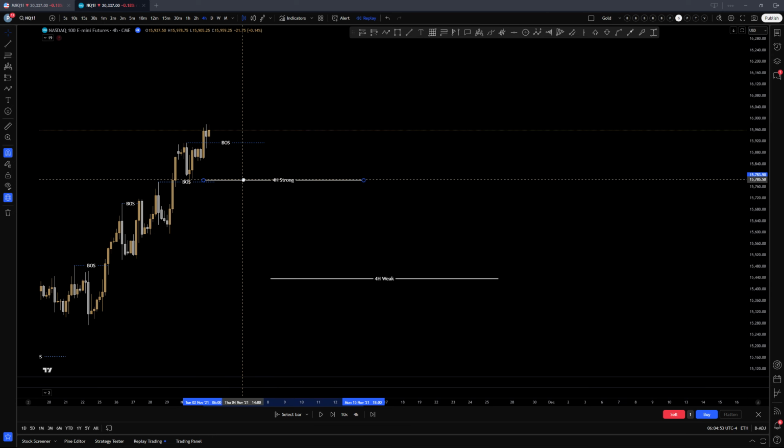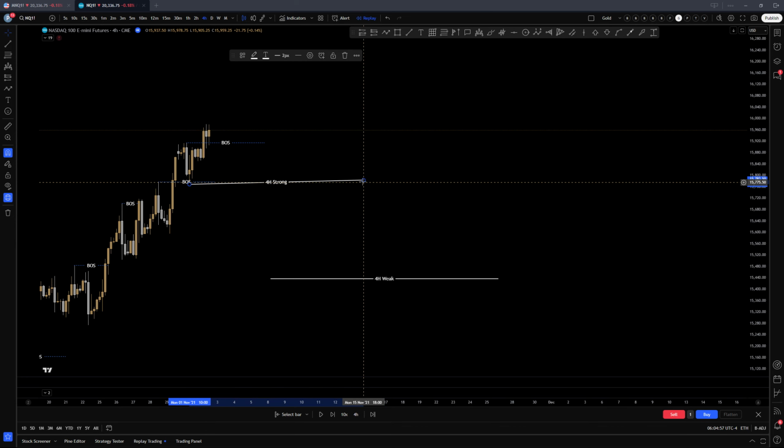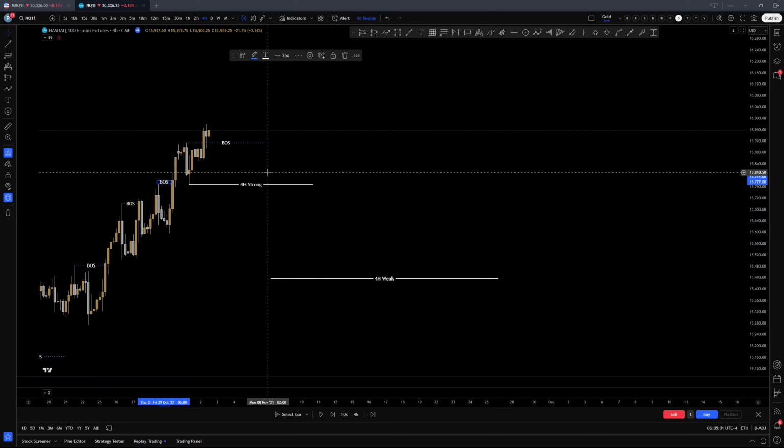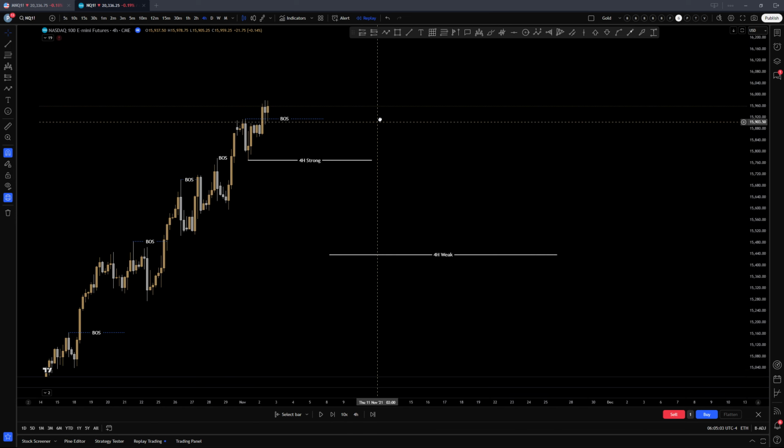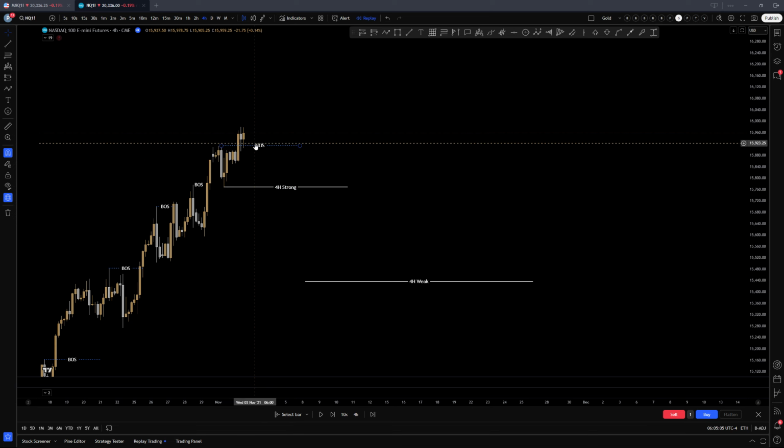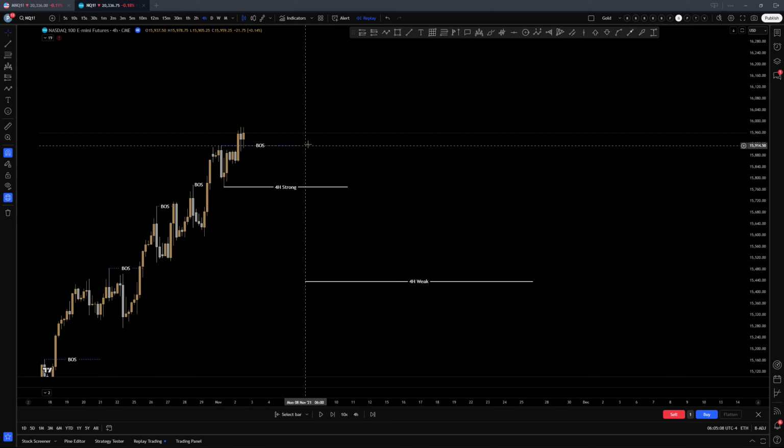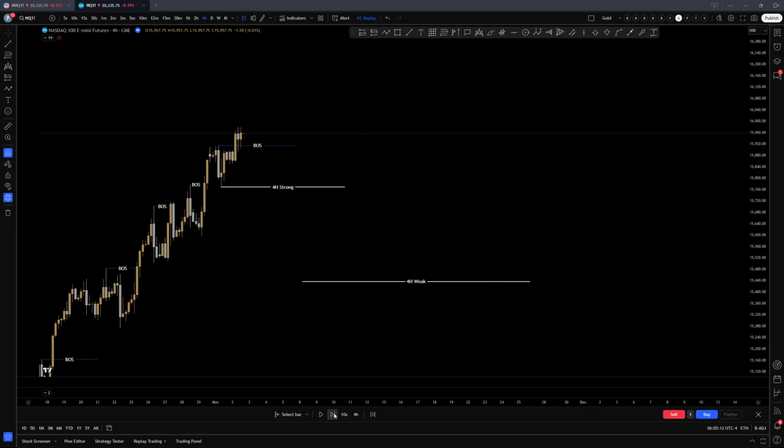And then we can move this up to here. That's that strong low, and get that out of the way. Yep. Okay, so we're still tracking structure, right? We're still in an uptrend. We're still maintaining that these highs are going to get broken. These pullbacks are not going to break the lows, or sorry, the strong structure that we've drawn.